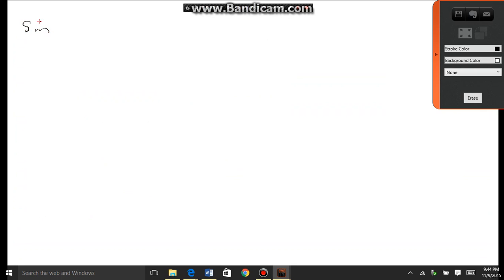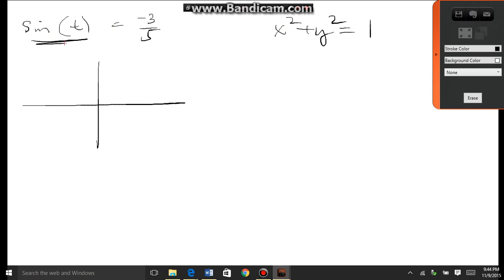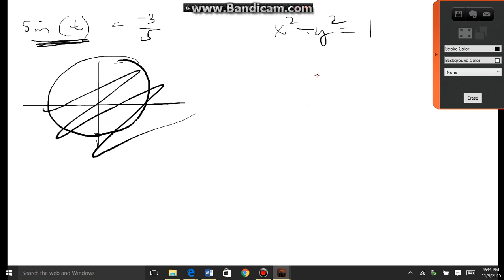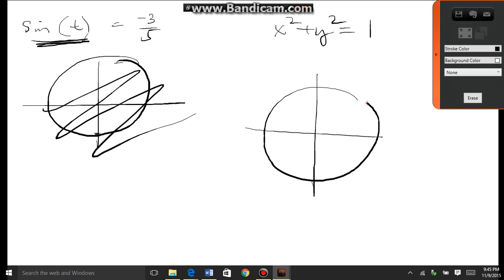Okay, well, here we go. Sine of t is -3 over 5. Remember, x squared plus y squared has to equal 1. They just said that the sine, which is the y, is -3/5. So -3/5 is like right here, and this is the unit circle. Here's a unit circle. This is 1. So -3/5 is like right here. So they tell you the y is -3/5.